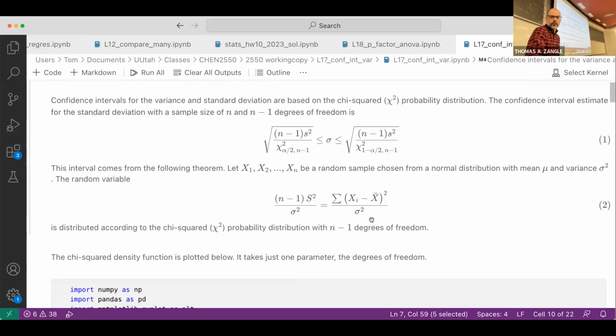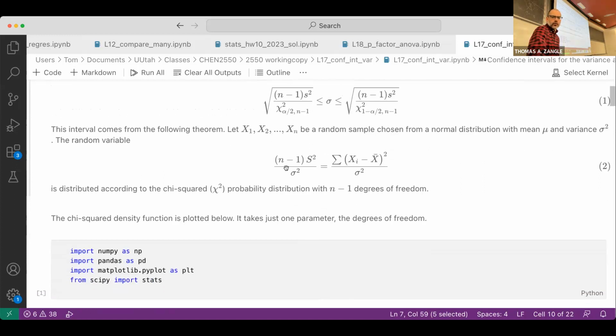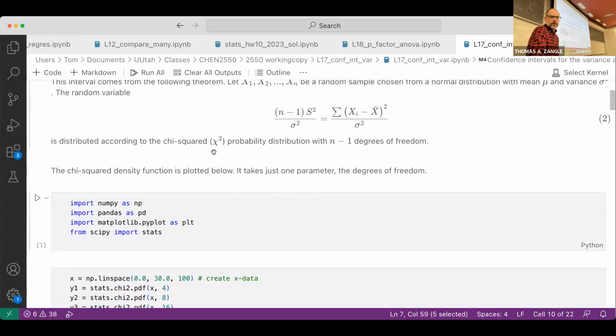This expression here comes from the theorem that actually defines what this chi-squared distribution looks like. We're not going to go over that derivation. It's in your textbook if you're really interested, but this comes from the definition of what that chi-squared probability distribution looks like, which we're going to discuss just down below. One thing to know about the chi-squared distribution is that, just like the t distribution, there's just one parameter to define it, and it is the degrees of freedom.